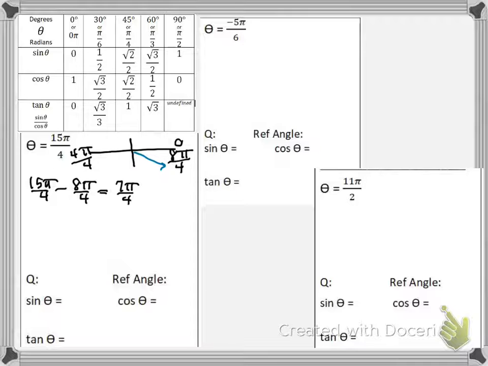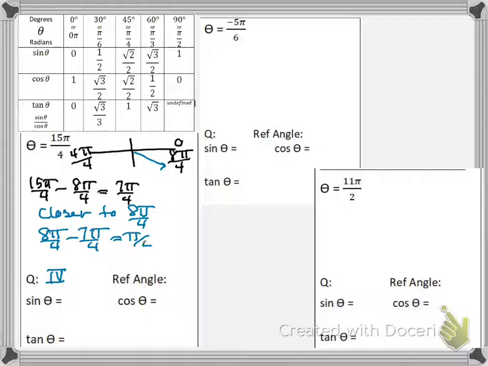If somebody asked you to draw the measurement of that angle, that would not be a good enough picture. It's just a sketch so we can get an idea of where we are. I would say we are in quadrant 4. And let's think about our reference angle. Since this looks like it's closer to 8 pi over 4, I'm going to do 8 pi over 4 minus 7 pi over 4 equals pi over 4, the reference angle.